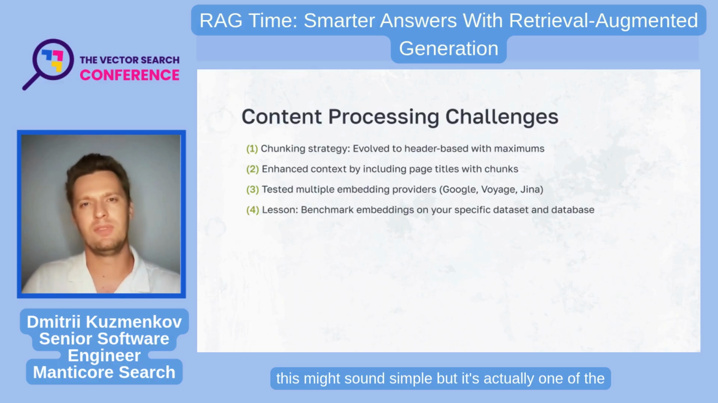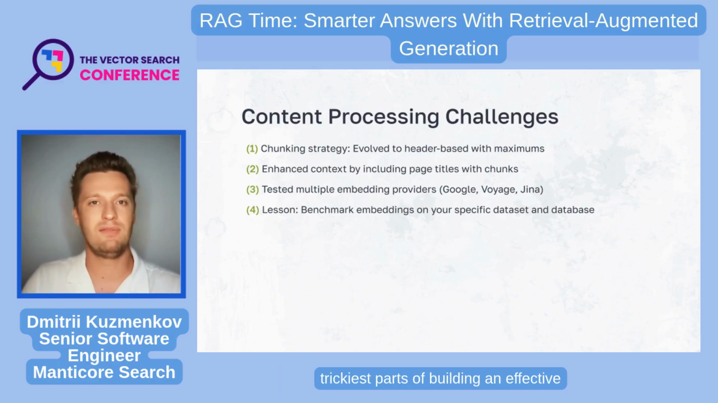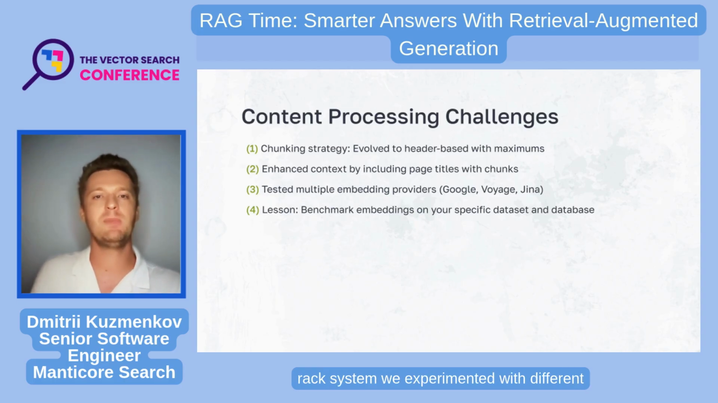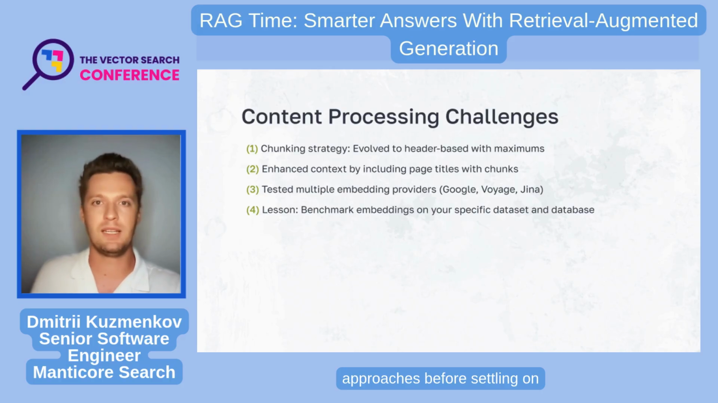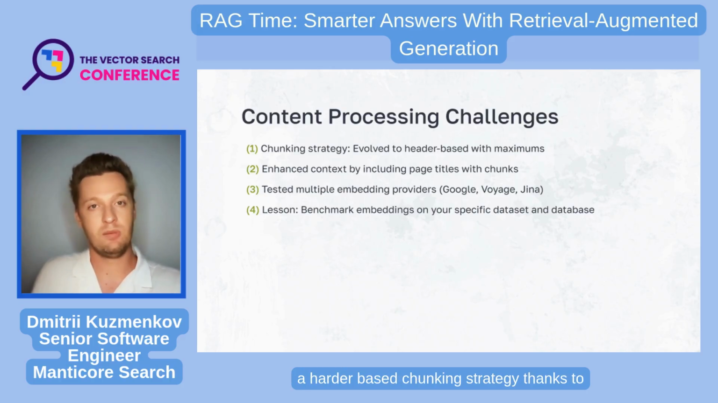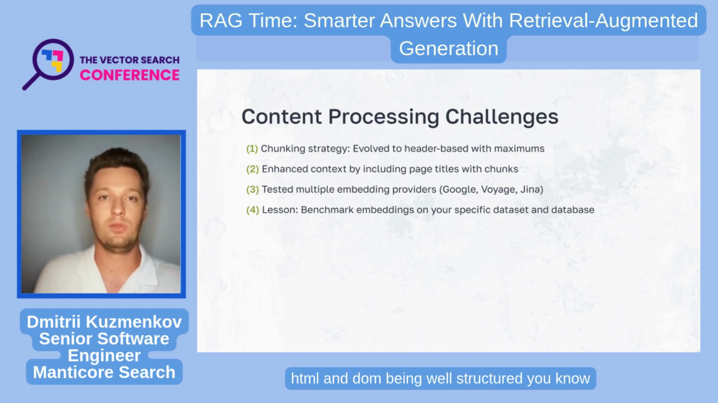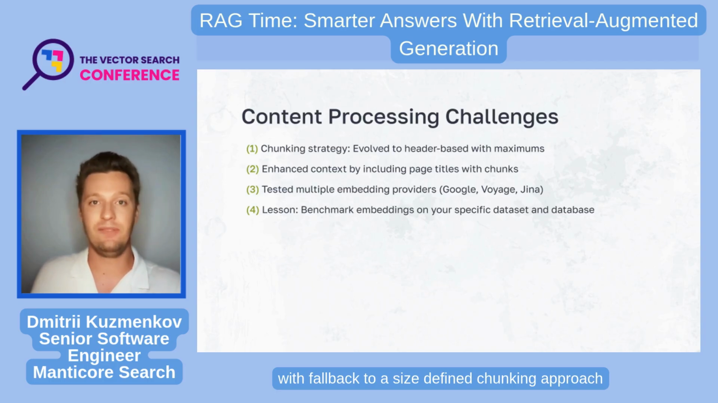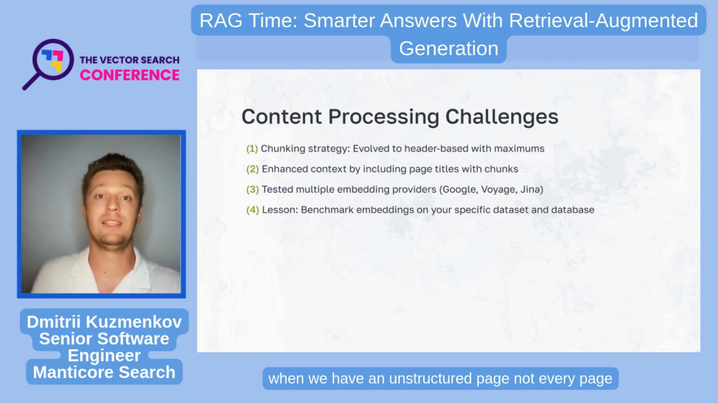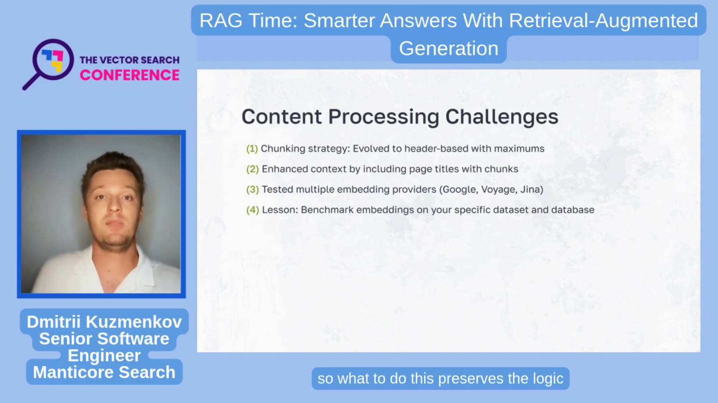This might sound simple, but it's actually one of the trickiest parts of building an effective RAG system. We experimented with different approaches before settling on a header-based chunking strategy, thanks to HTML and DOM being well structured, with fallback to a size-defined chunking approach when we have an unstructured page. Not every page is perfect. Sometimes we have no headers there, so what to do? This preserved the logical structure of our documentation while ensuring chunks weren't too large.